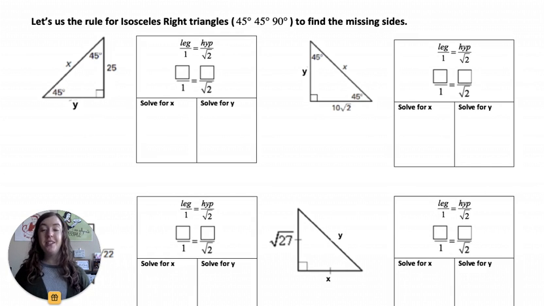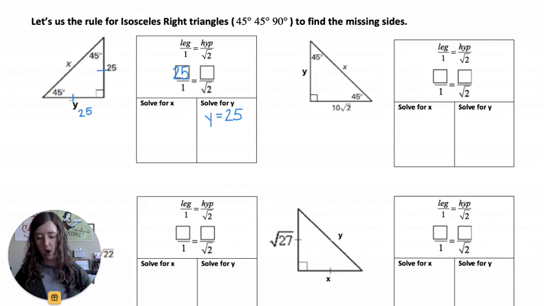Okay, so let's go ahead and solve for these missing sides. So first of all, we know that our leg goes over 1. So the length of the leg that we have here is 25. So I'm going to put that over 1. Remember that in a 45, 45, 90 triangle, the legs are going to be the same. So since one of my legs is 25, that means this leg also has to be 25. So that means that y equals 25.